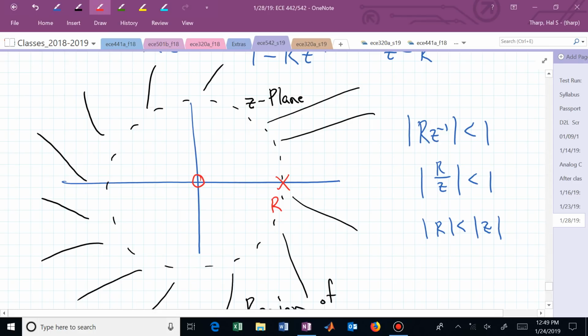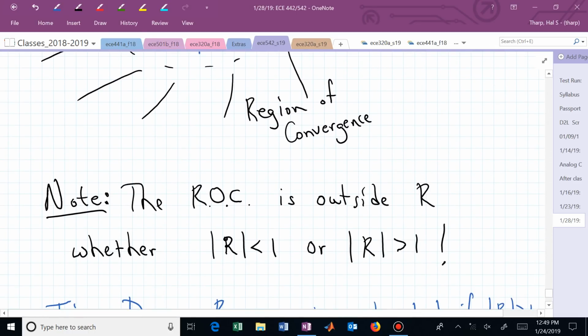So don't confuse this dashed circle with the unit circle. This is just the boundary of our region of convergence. And we'll pick up with that the next time we're together.